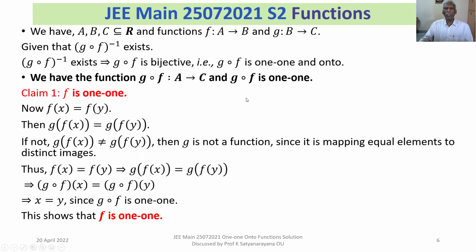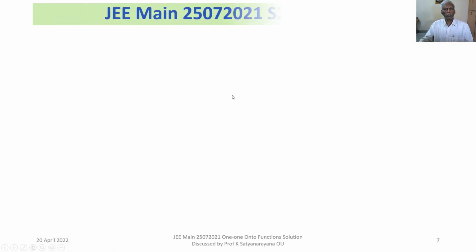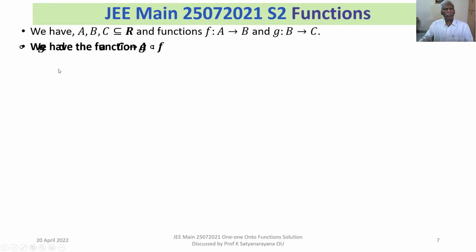So that's what we have proved. So let's proceed to the next step of the proof. We have the functions f and g, and we have the function g compose f from A to C, and g compose f is onto. That is the second property we have taken. We want to prove that g is onto.